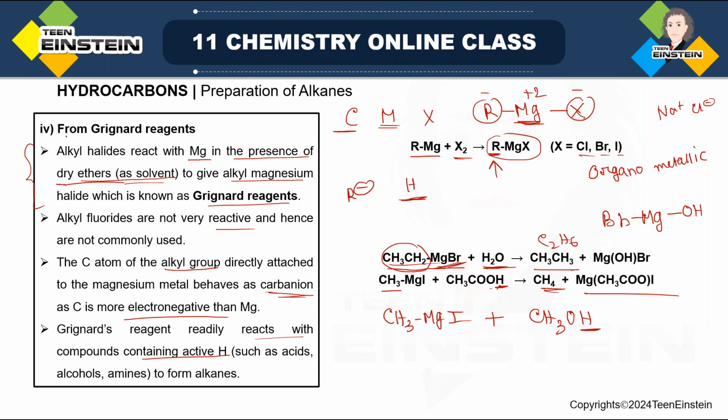So we will end at this point. One more method is required under alkyl halide. After that, we will see starting from carboxylic acid also how we can make alkane.